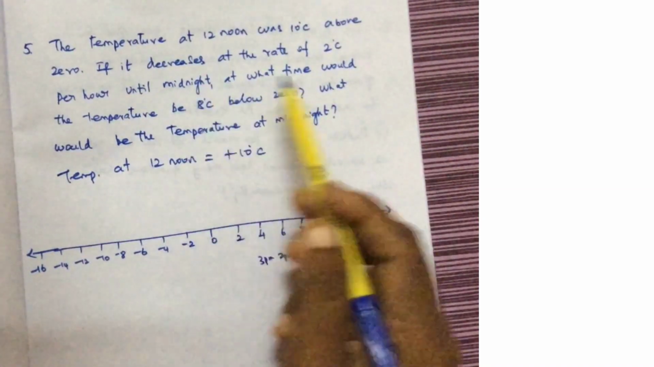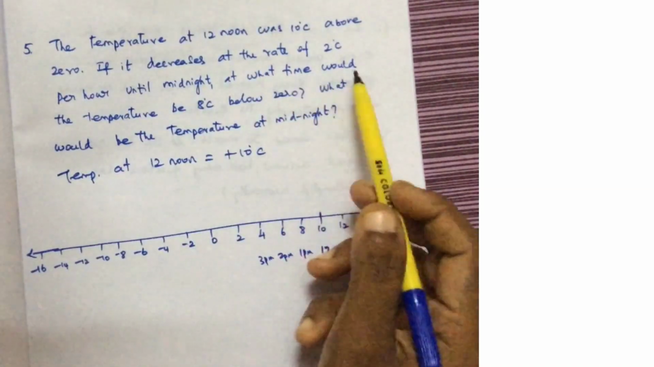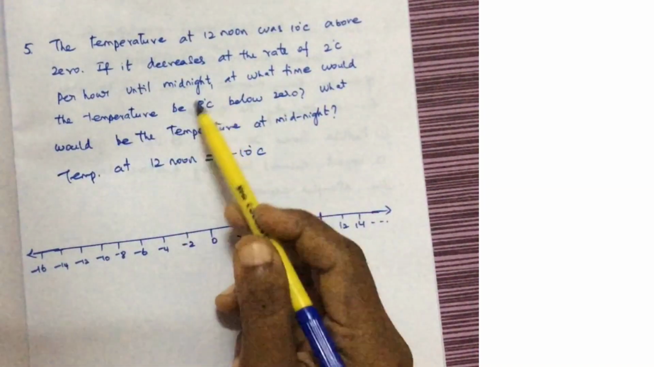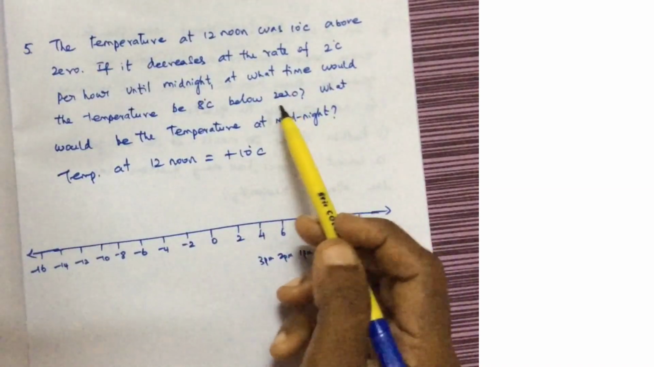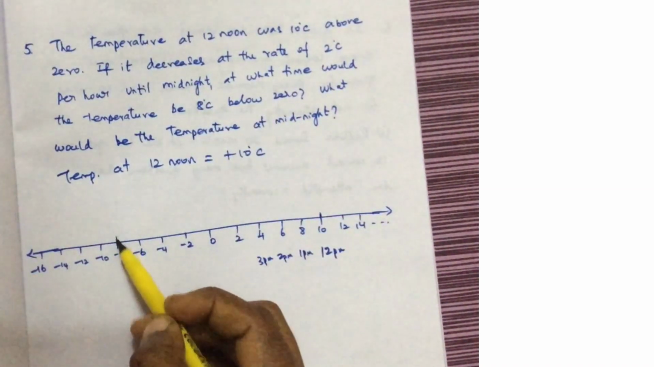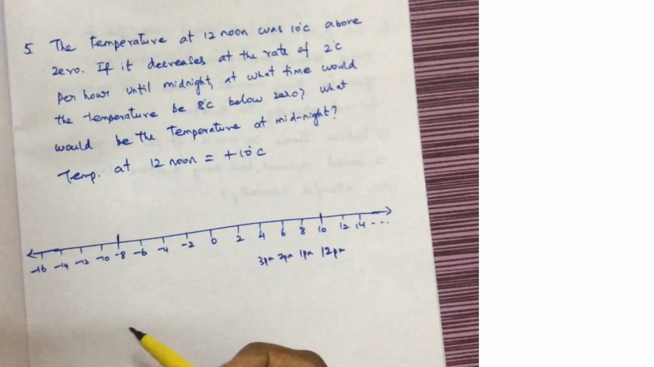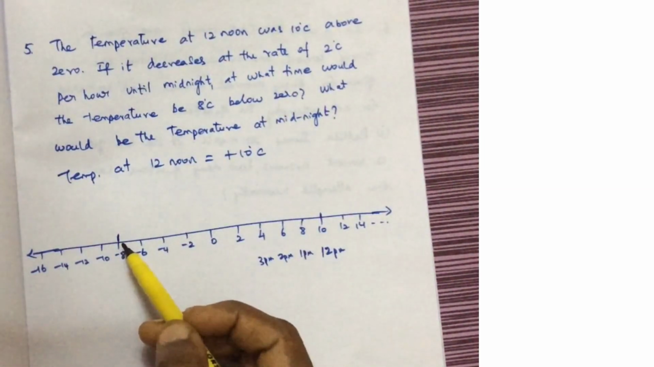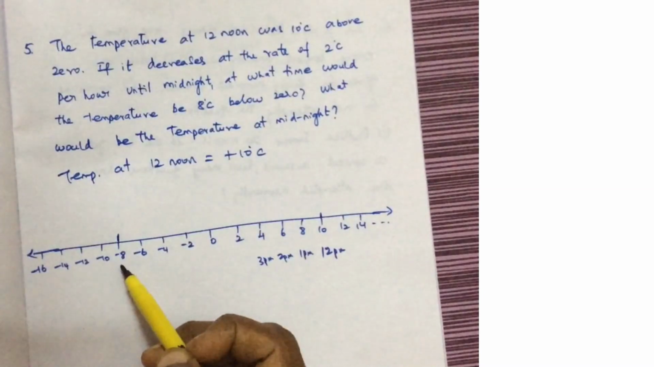Okay, the question is, at what time would the temperature be 8 degrees Celsius below 0? So what does 8 degrees Celsius below 0 mean? This is 8 degrees Celsius below 0. The question is, at what time will it reach minus 8 degrees?